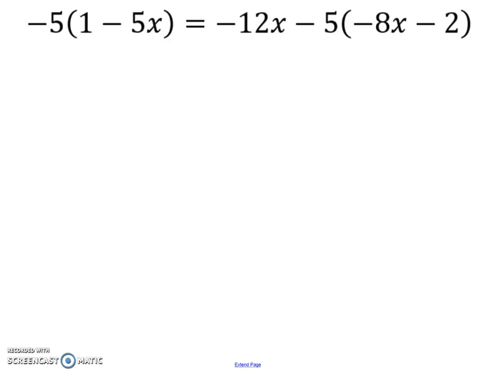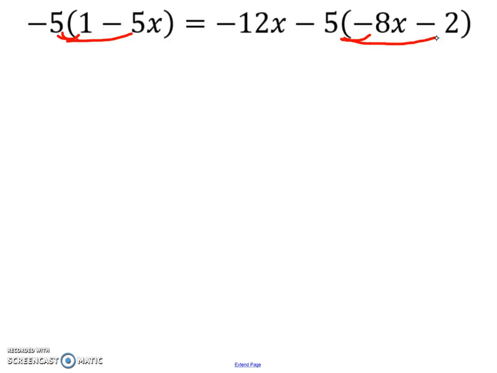All right, so we have this big long equation in front of us. Negative 5 times the quantity 1 minus 5x equals negative 12x minus 5 times the quantity negative 8x minus 2. Whew, don't get overwhelmed. First thing we're going to look at is distribution. So as soon as I see these parentheses, I'm like, oh, hey, I got to distribute, right? Remember, distribution is multiplication all the way through, right? So I'm going to multiply here, and I'm going to multiply here. Mind the signs, and let's go.